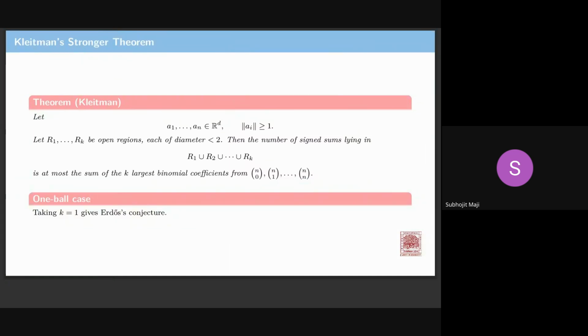Now, for k equal to 1, if you think about it, if there is only one region, which Erdős was trying to conjecture about, then the bound would be the one largest binomial coefficient, and the largest coefficient is n choose n over 2, right? The middle binomial coefficient that you get. That is what proves Erdős's conjecture. So we'll show this Kleitman's theorem, the proof of this.